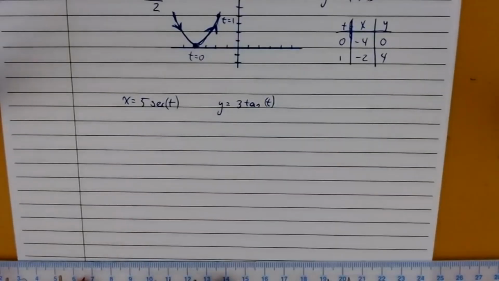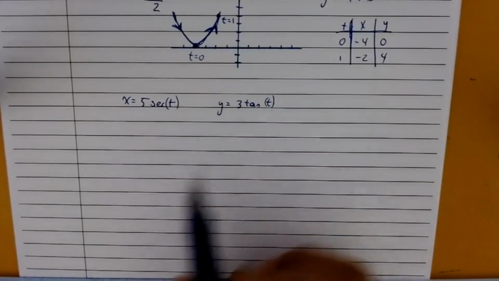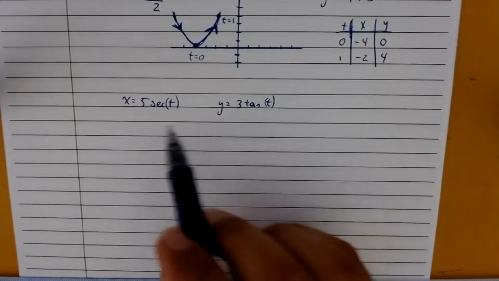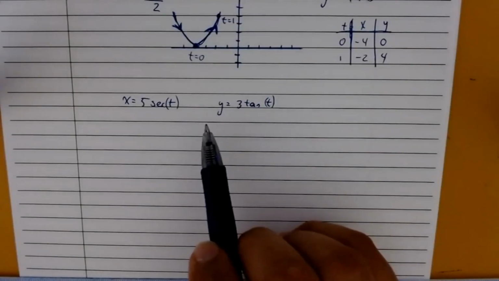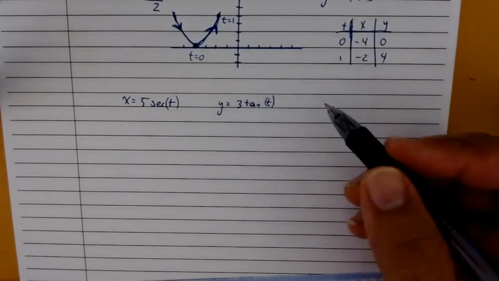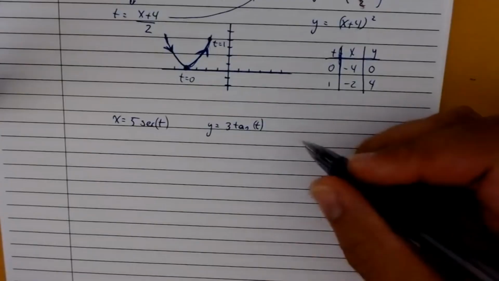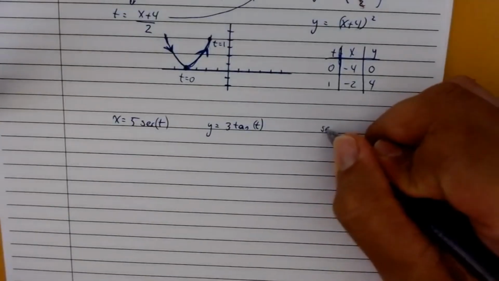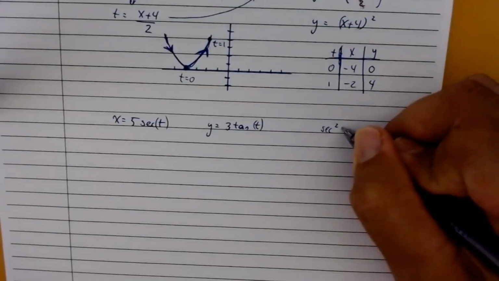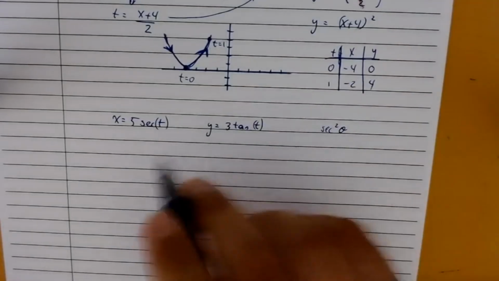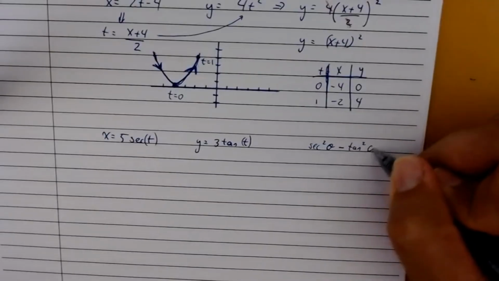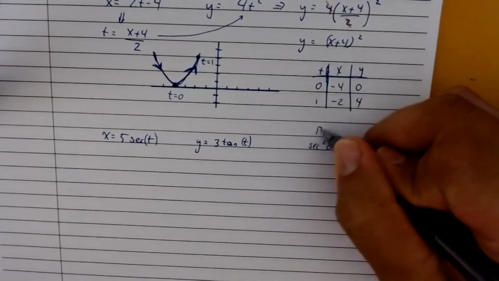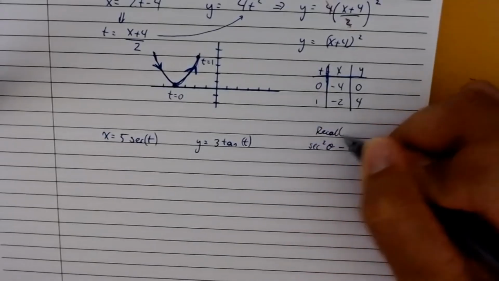Our other problem here, you'll notice you have a couple of trigonometric functions. So we're going to want to use a trigonometric identity. Just like we have a Pythagorean identity that relates sine and cosine, we have another one that relates secant and tangent. It's secant squared of theta, or in this case t, I suppose, minus tangent squared of theta is equal to 1.